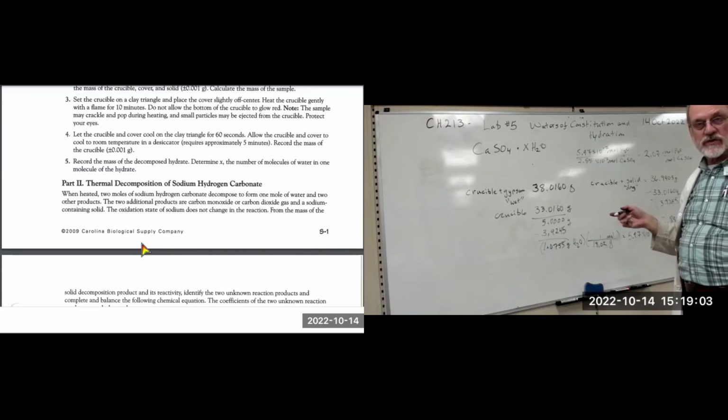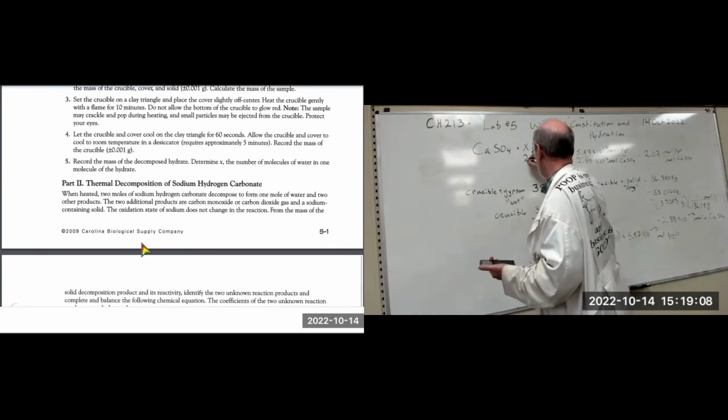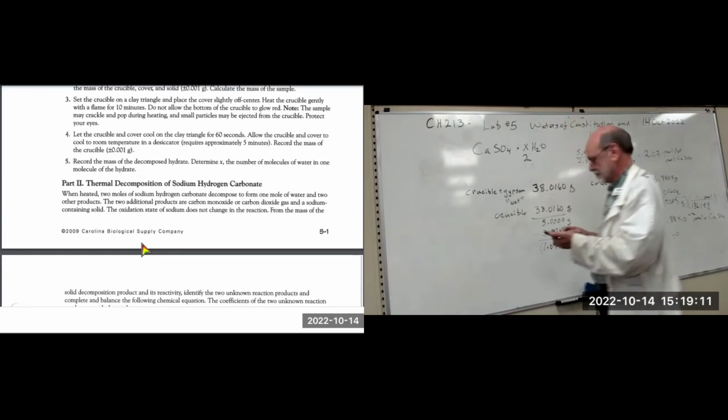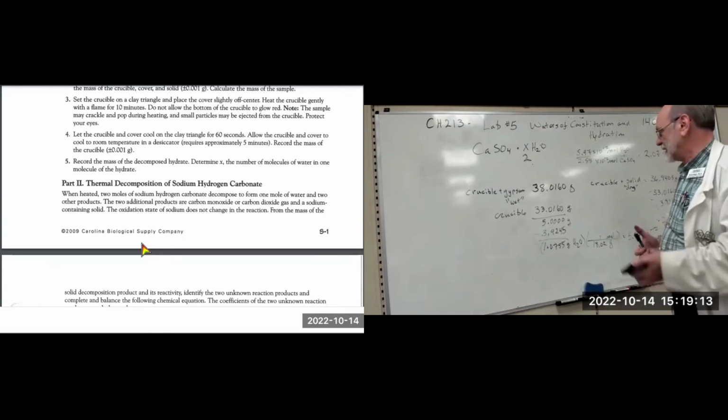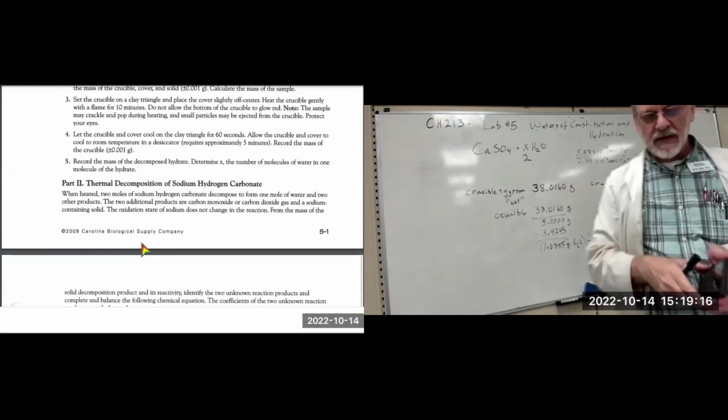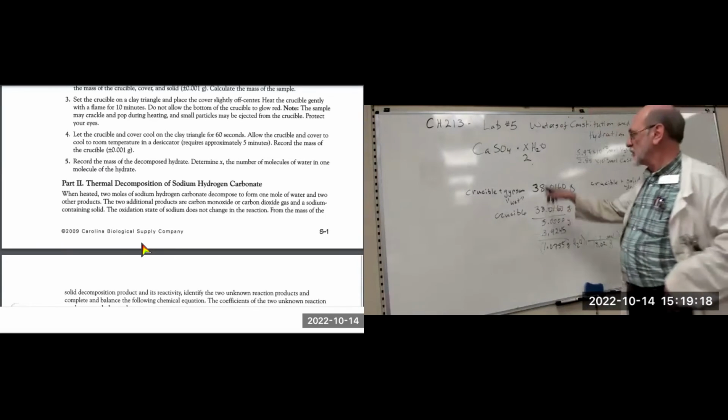So let's see, I need to just flip them and then divide. So I get 2.07 moles of water per mole of calcium sulfate. Right? So the nearest whole number to that, which is where we have to round it, is 2. Okay? That's how to find the mole ratio for that value.